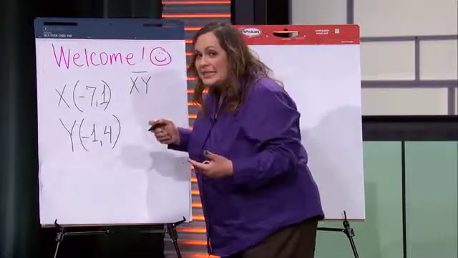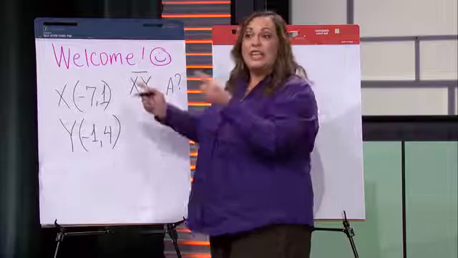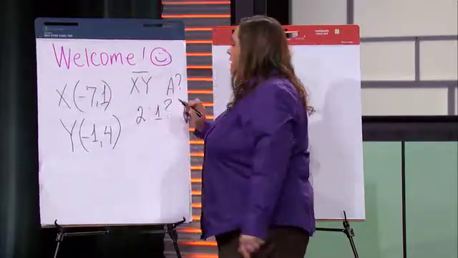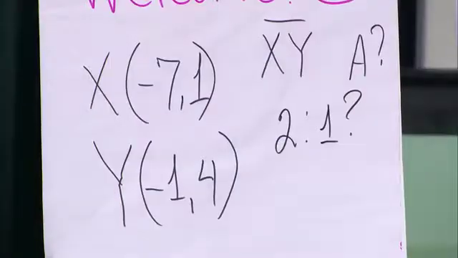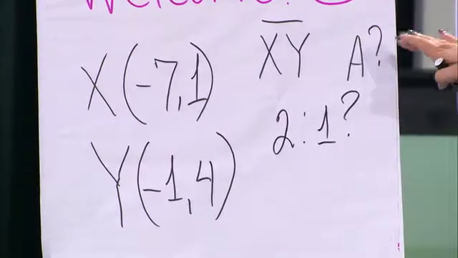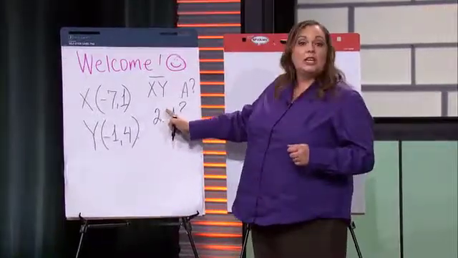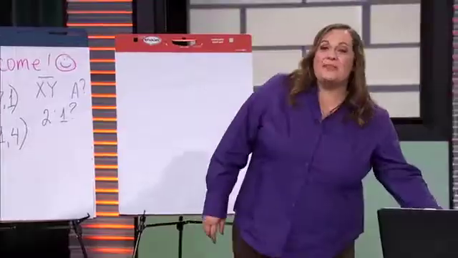I will ask you to find where on the directed line segment XY would lie a point, let's say point A, that will partition the line segment in a ratio 2 to 1. Again, we're on line segment XY, and it's a directed line segment. And we're looking for point A, which would partition it in a ratio 2 to 1. Let's go ahead and work this out, and we'll share in just a few minutes.